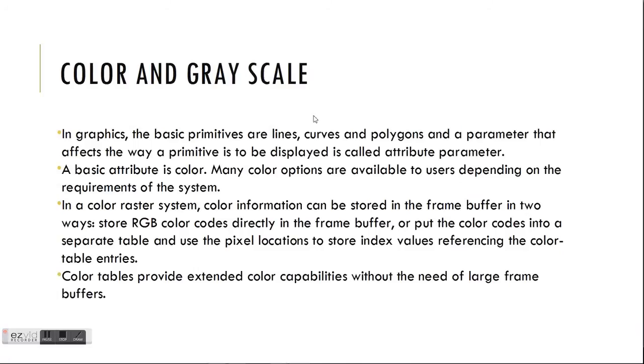Starting off with attributes, as said earlier, the basic primitives are pixels, lines, curves, and polygons. Each primitive is associated with a parameter which tells us how the primitive is going to be displayed. One such parameter is color. Color information can be stored within frame buffers in two different mechanisms, like either we can make use of RGB color codes directly saved into frame, which can lead to bigger frame sizes, or putting into tables and with the help of pixel location and corresponding color.